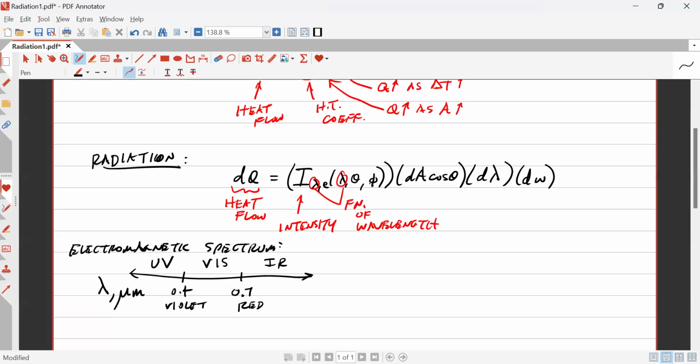Then the next thing is that we have a theta and a phi, and I'll define those a little bit more in a bit. But the idea is that these show that it depends on direction. It's a function of direction. And we're going to do some calculations later on in this module about how you get it as a function of direction. Then this theta shows up here again, but collectively dA cosine theta is the projected area.